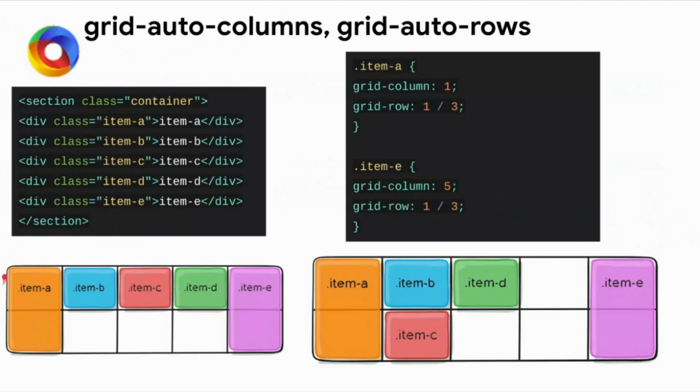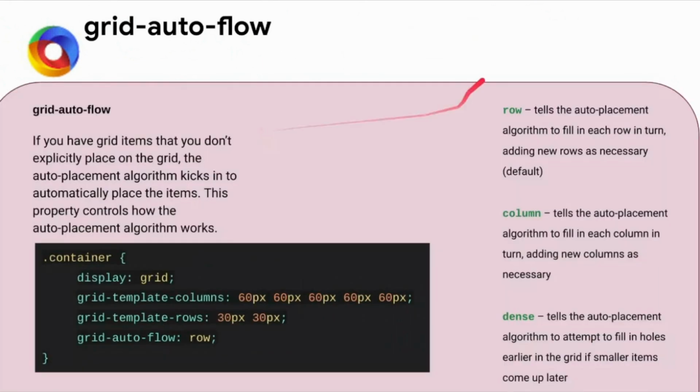So I have created a set of items: A, B, C, D, E. I have set item A to a height of 2, so the total number of rows it should take is 2. Item E is also of size 2. So in between, items B, C and D would be placed somewhere else in the grid. How they will be placed is decided by grid auto flow.